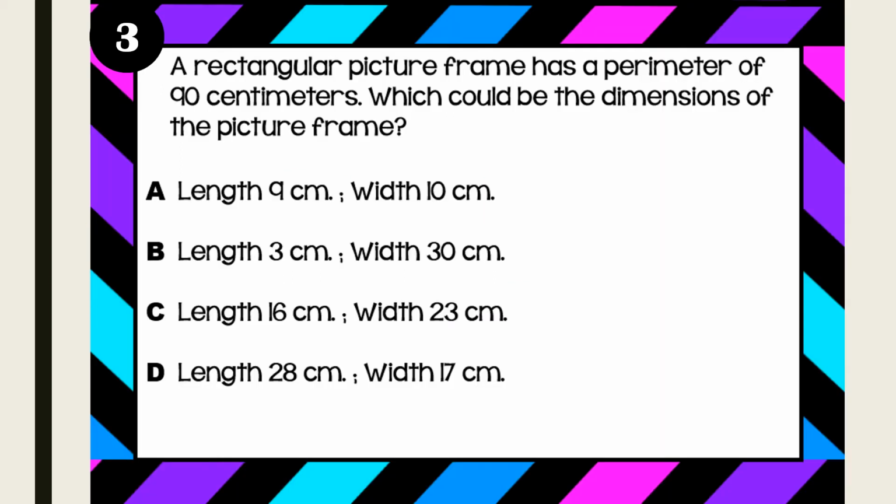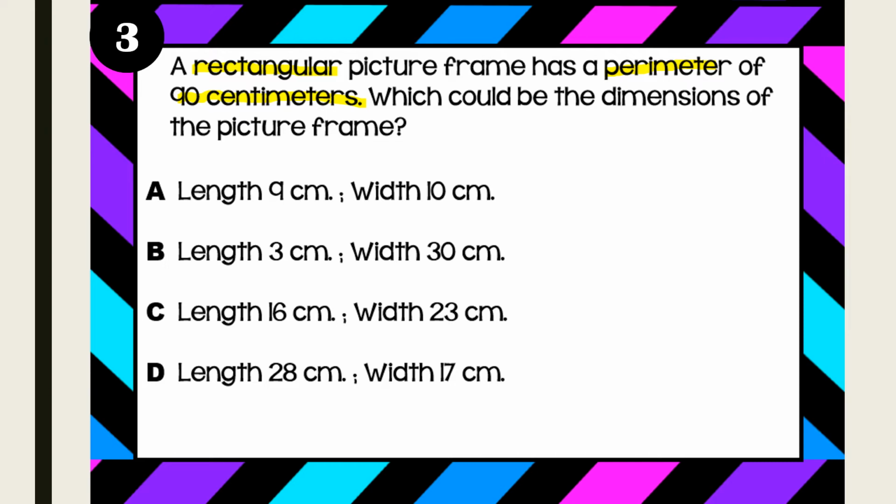A rectangular picture frame has a perimeter of 90 centimeters. Which could be the dimensions of the picture frame? Okay, important information. It's a rectangular picture frame. It has a perimeter of 90 centimeters. What could be the dimensions, the length and the width?